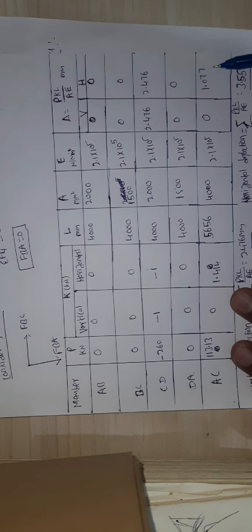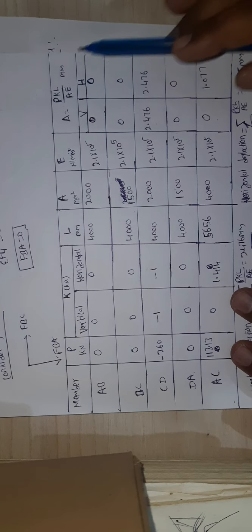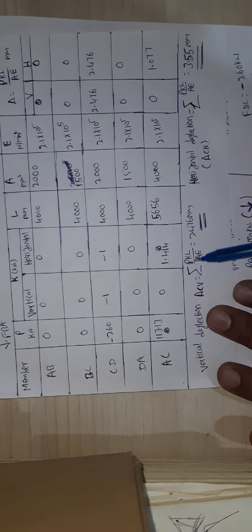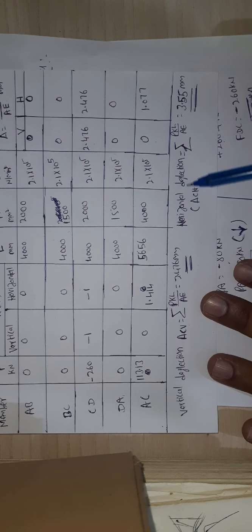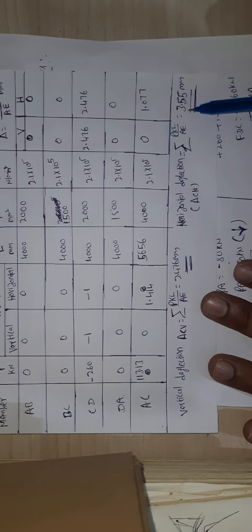Similarly, you need to find out the deflections due to the horizontal unit load, using the formula PKL by AE. For each member you need to find out the deflection. Now, what is the vertical deflection? Delta CV equals the summation of the deflection of each member, that is, the summation of PKL by AE. So you do the summation of all the terms and I will get 2.476 mm. Similarly, what is the horizontal deflection? Delta CH equals the summation of PKL by AE. It is 3.55 mm. This is how we need to do it, guys.